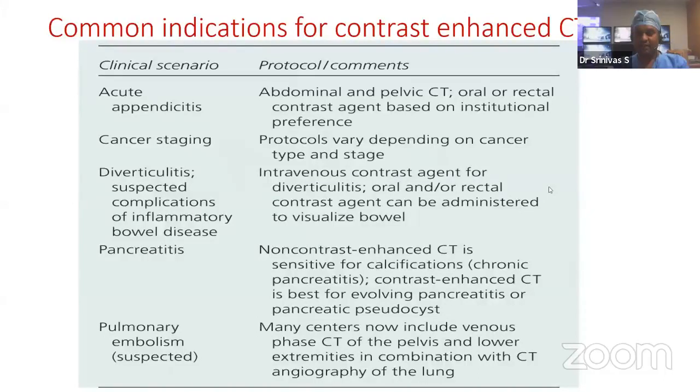When we suspect pancreatitis, which is very common nowadays, we first do a non-contrast CT scan to look for calcification, whether these are responsible for the pancreatitis. Then we do a contrast enhanced CT to know whether the pancreas has evolved into a pancreatic pseudocyst. And in pulmonary embolism, we do a contrast enhanced CT to know the position of the embolus.